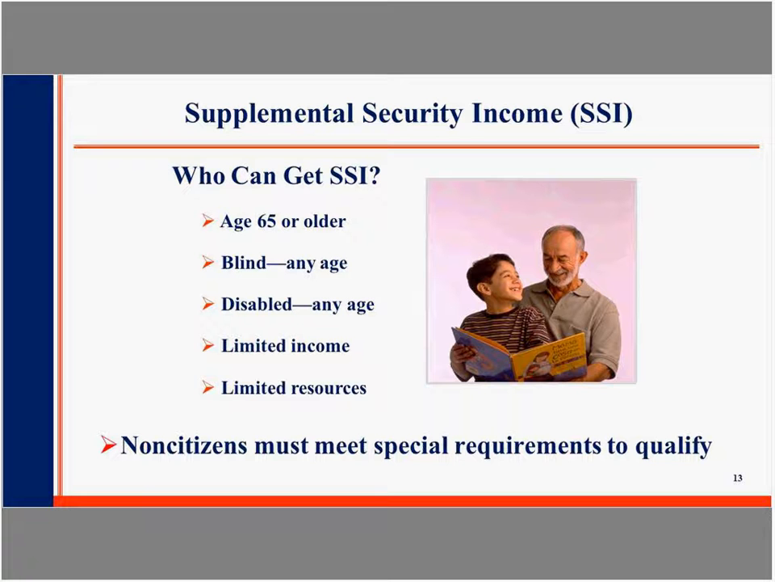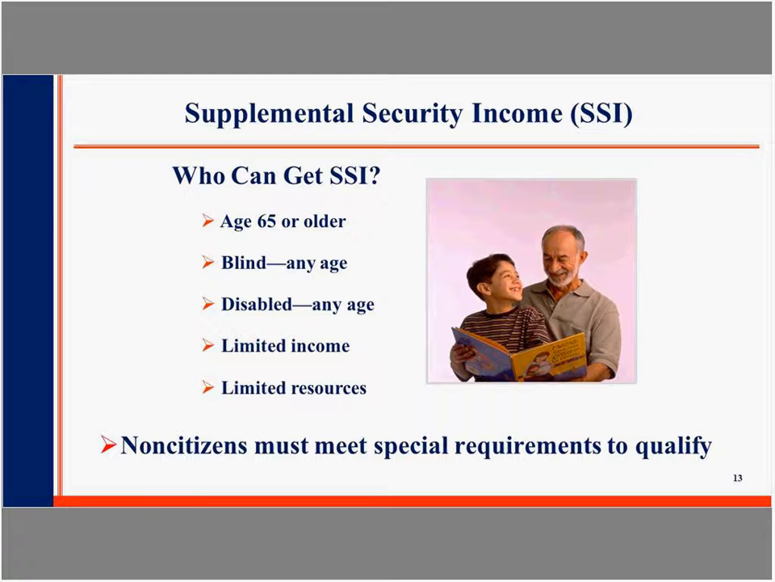On the next slide, for supplemental security income, this program is different because it's paid out of general revenue. More stipulations under this program because this isn't something that you've paid into. It is based on need. There is an income and resource limit to receive supplemental security income benefits.